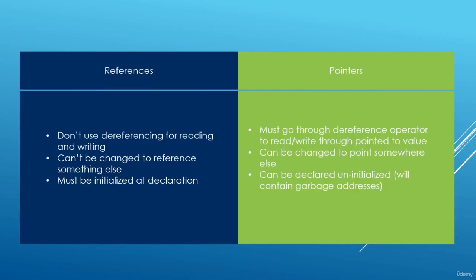Here is a simple slide that I put together to collect the important points about references and pointers. The first thing is that if you use references, you are not going to go through the star symbol to get to the value you are manipulating. So that's going to feel like you are using the original variable. But with pointers, you are going to go through the dereferencing. So that's the first difference.